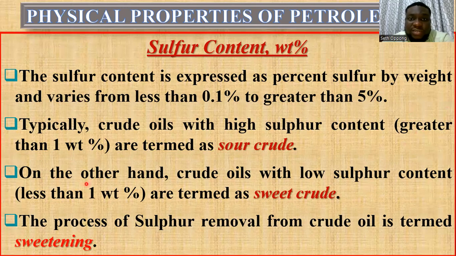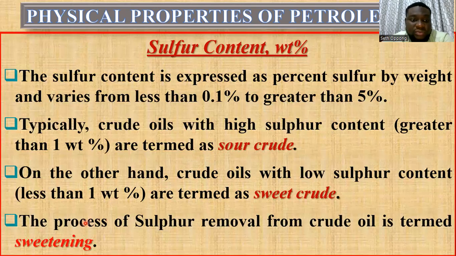The sulfur content is expressed as a percentage sulfur by weight and varies from less than 0.1 to greater than 5%. Typically, crude oil with high sulfur content, that is greater than 1%, is normally termed as sour crude. So you can see sour crude is crude oil which has a high sulfur content.